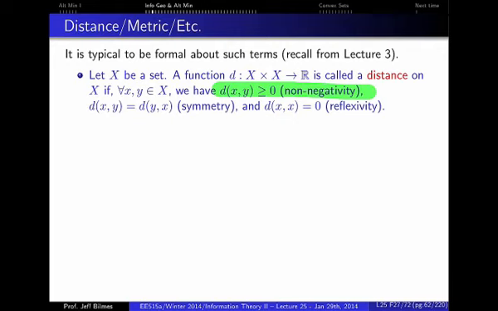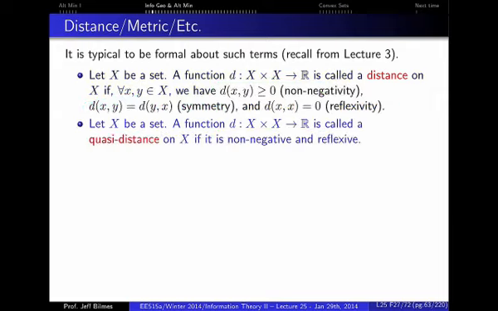Number 2, it's symmetric, so D of x,y is equal to D of y,x. And number 3, it's reflexive, D of x,x is equal to 0. Okay, so that is officially a distance, and if you have a two-argument function that satisfies these properties, you can call this a distance with impunity. On the other hand, a quasi-distance need only be non-negative and reflexive.